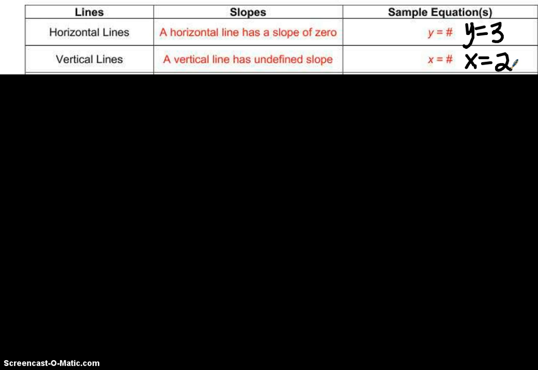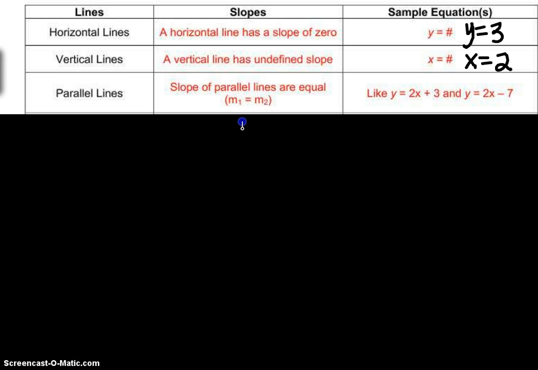Now for parallel lines, here I want you to understand that my slope is the same. If I tell you that the slope is parallel to a certain equation, that means my slopes are the same. So for instance, y equals 2x plus 3 and y equals 2x minus 7. My 2 is the slope. That means those lines are parallel.